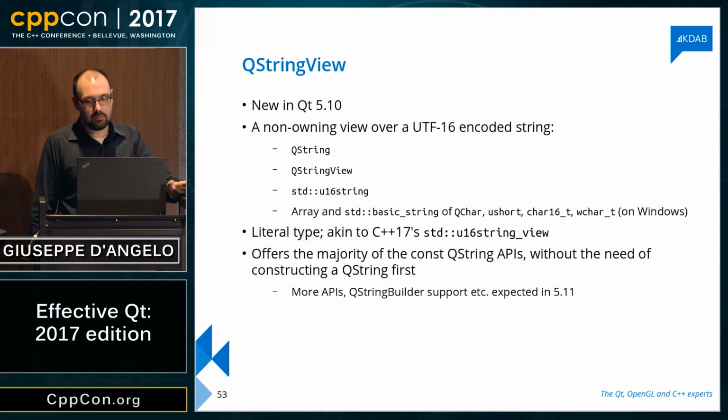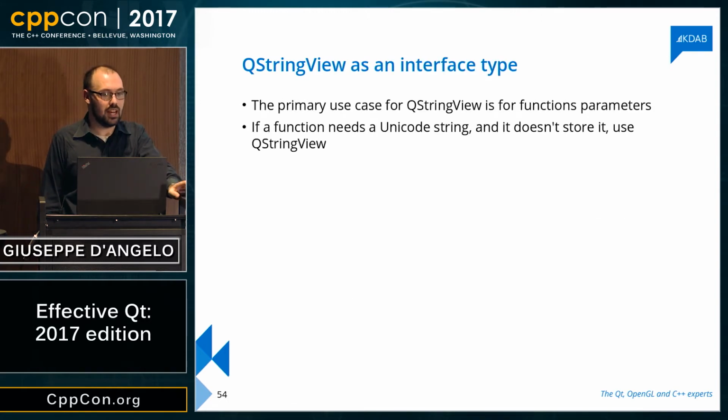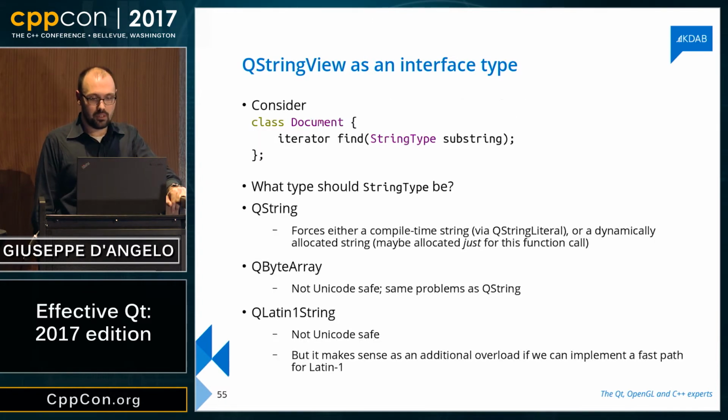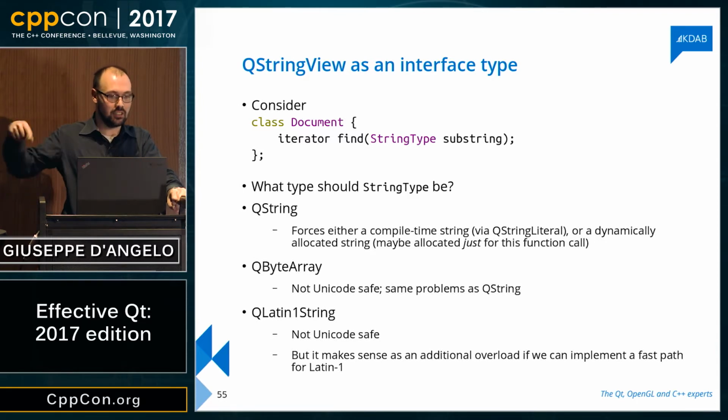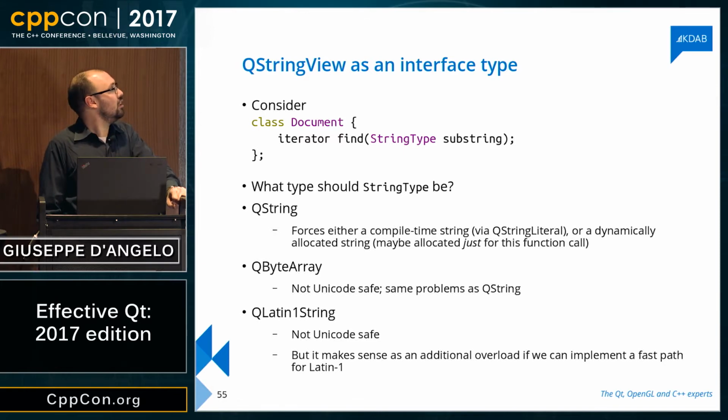How do I use it? Well, basically, the primary use case for QStringView, just like string views in general, is as an interface type. If you've got a place in your code where you expect some Unicode string data, but you don't need to store it anywhere, use a QStringView. Yep. Here is an example of such an API, and we have something like that in Qt. Suppose you've got a document class, and in this document class you need to find a substring, and if you find it, return an iterator to where that substring appears in the document. So what kind of data should you pass in? What's the type of the substring that you want to pass in?